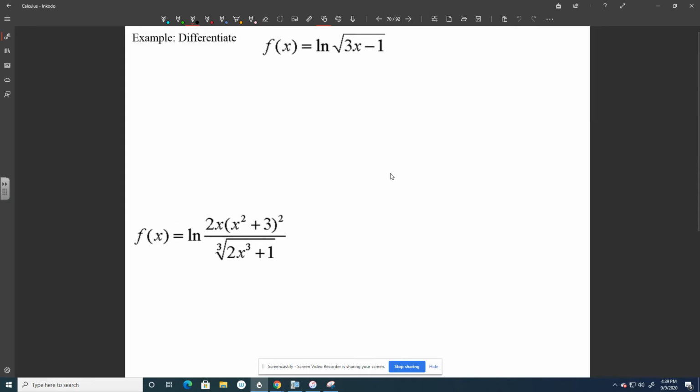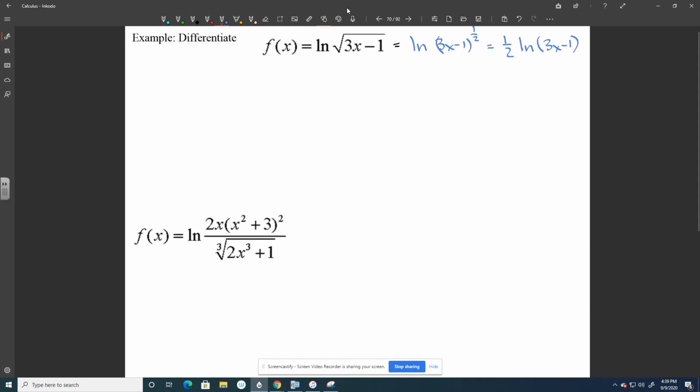Okay, more examples. Let's take the natural log of a square root, because why not? First of all, we don't like square roots, so let's change that. Let's change this to the natural log of 3x minus 1 raised to the half, which works out great because with my natural log rules, I can take that 1/2 and move it to the front. So that actually becomes 1/2 the natural log of 3x minus 1. Now I don't even have to worry about that exponent.